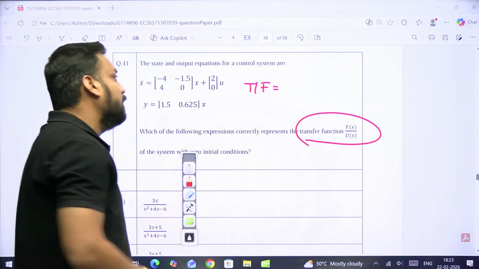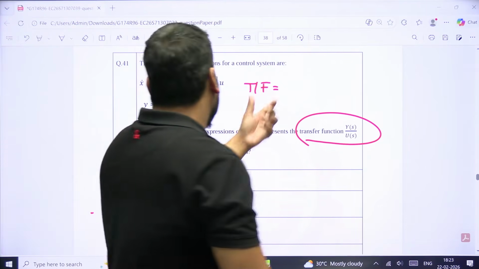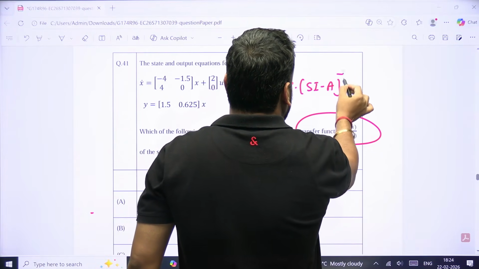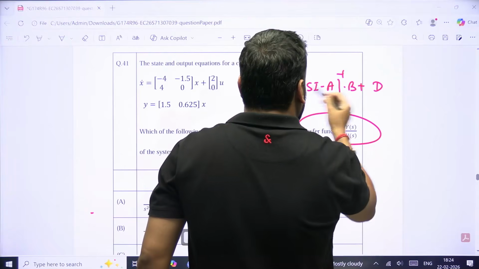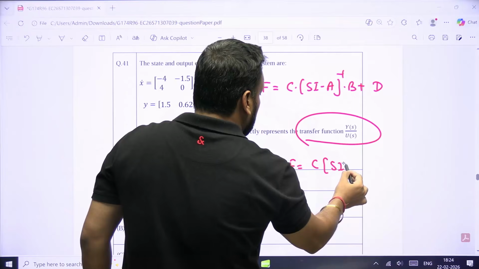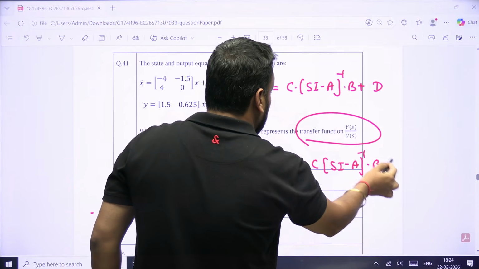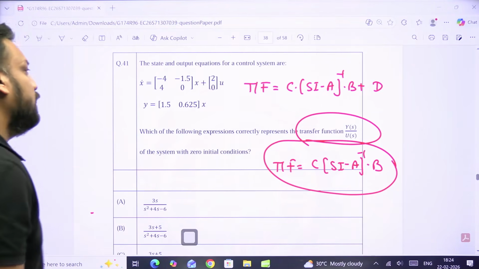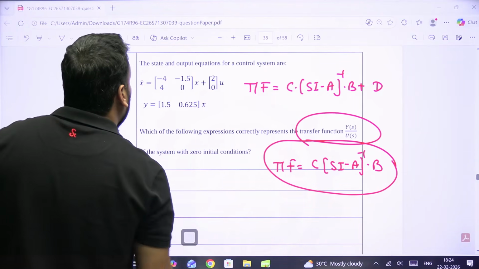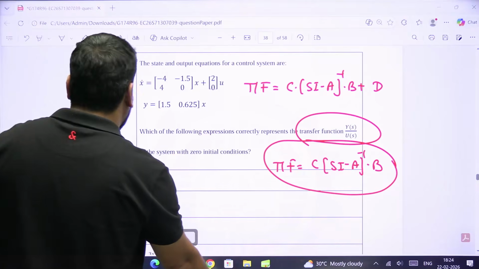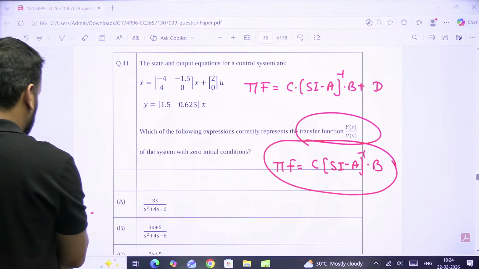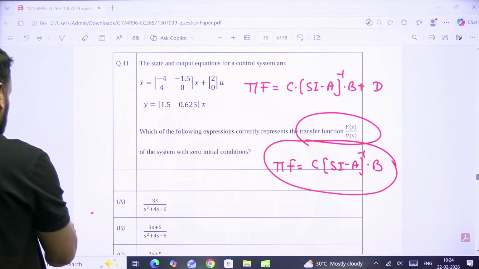Children, it was an easy question in the classroom. Here you need to solve using the transfer function formula: C dot (sI minus A) inverse dot B plus D. D matrix is given as 0, so the transfer function formula reduces to C dot (sI minus A) inverse dot B only. The A, B, C matrices are given to you, so better I will go to the blank slide. Let us go to the blank slide.